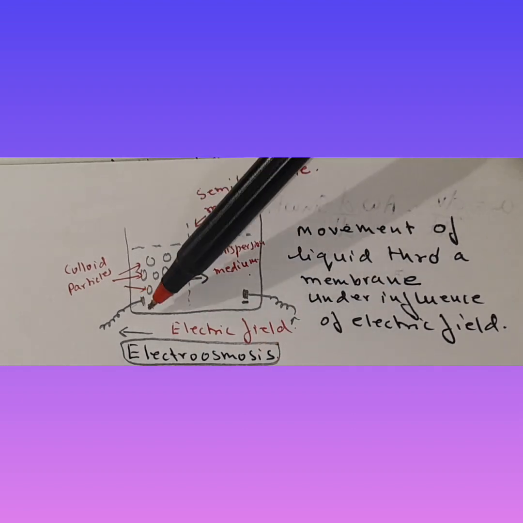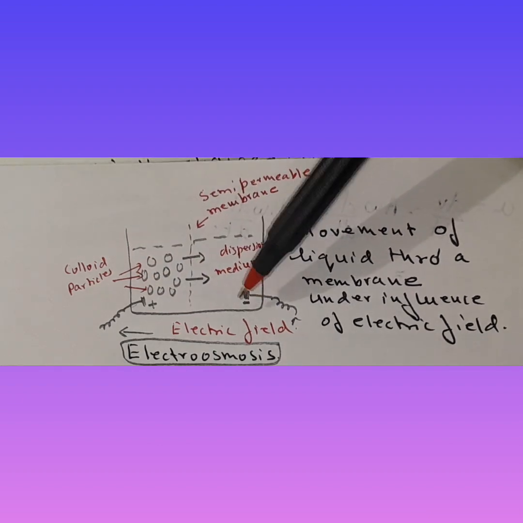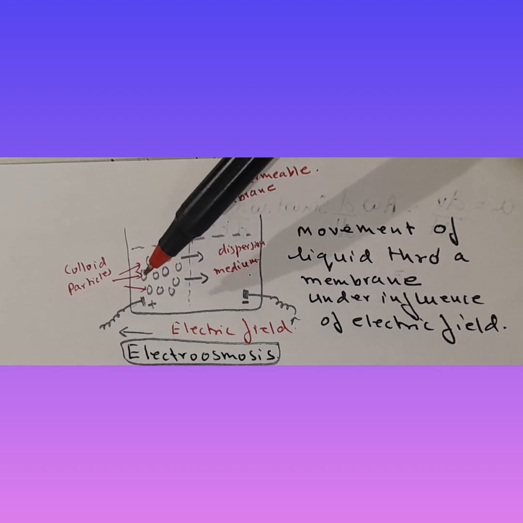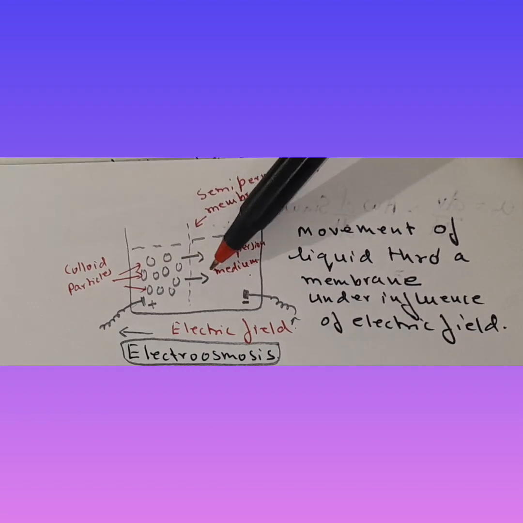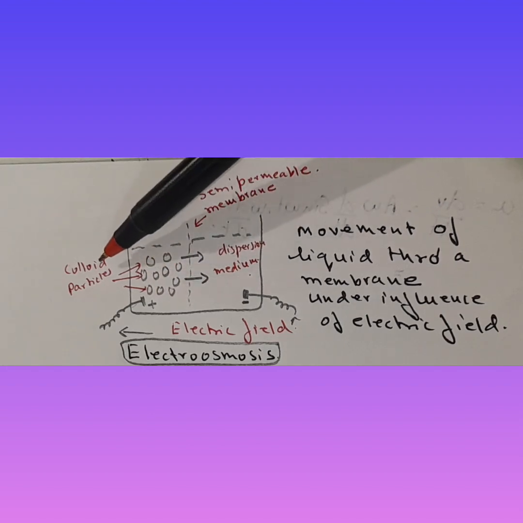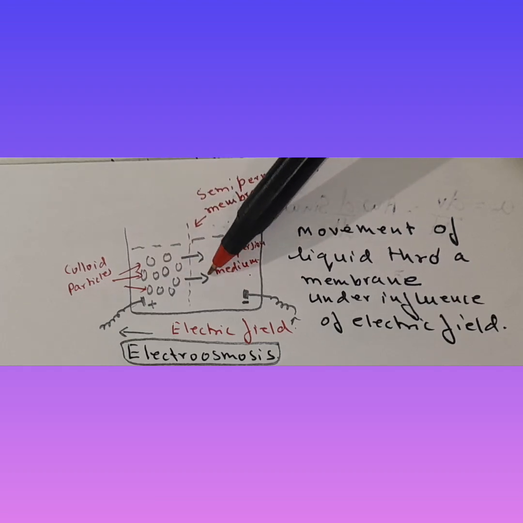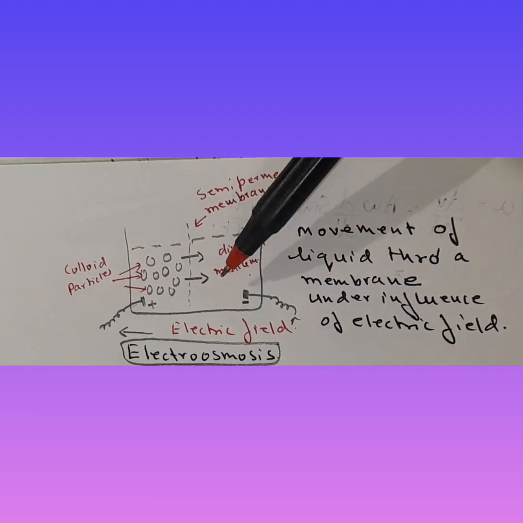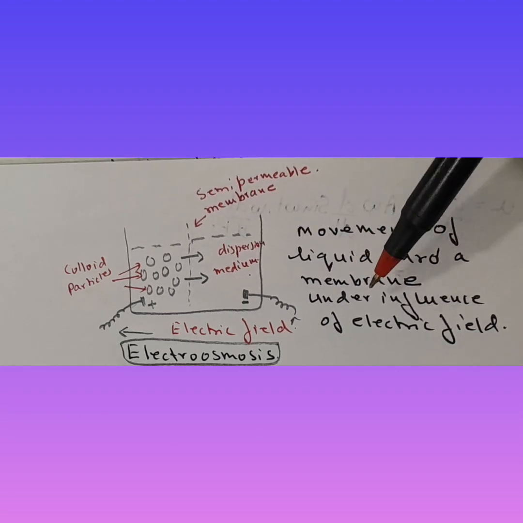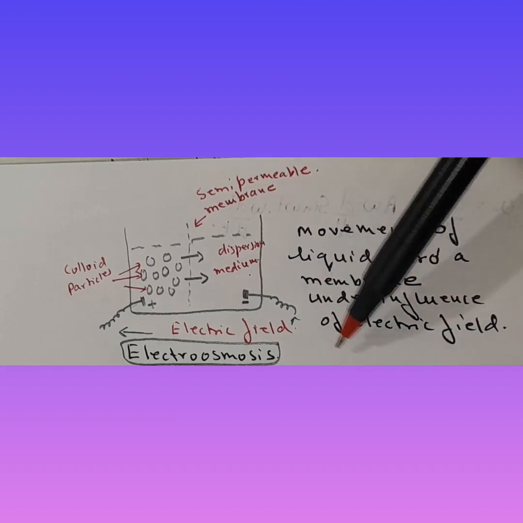So now what happens? Suppose this is the positive terminal, this is the negative terminal, and as the electric field is on, we would find that the negatively charged colloidal particles would stay there, and the dispersion medium would come out through the membrane here. So this is the compartment where we would find colloidal particles, and this is the compartment where we would find the dispersion medium. Alright, so movement of liquid through a membrane under the influence of an electric field is electroosmosis.